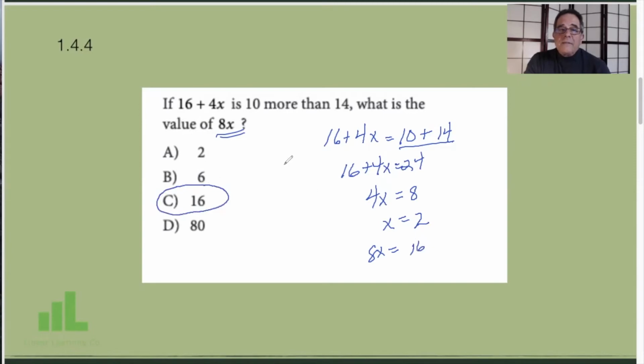Again, step by step, go slowly. Follow the instructions, and you will never have a problem. But again, these are questions we have to get because they're really easy. Let's see what's next.